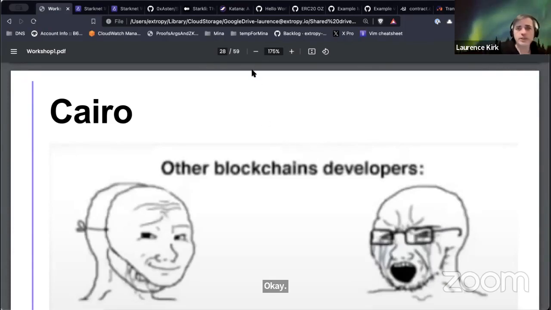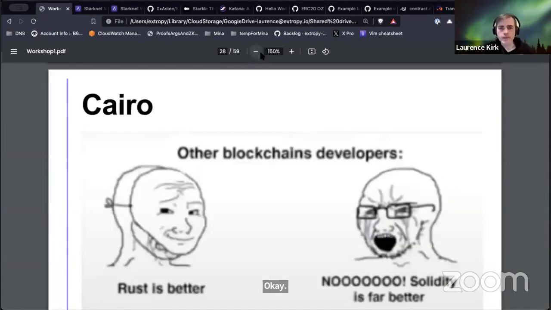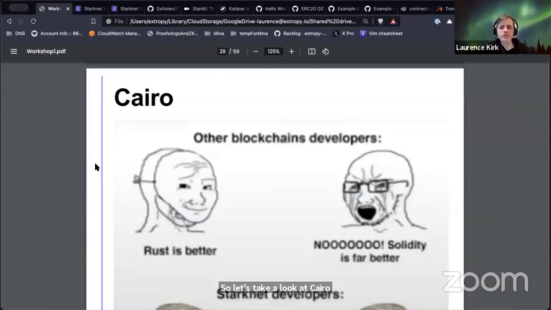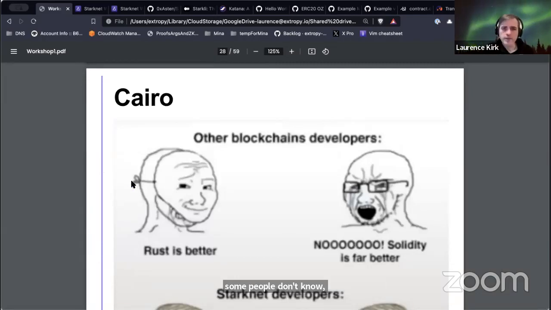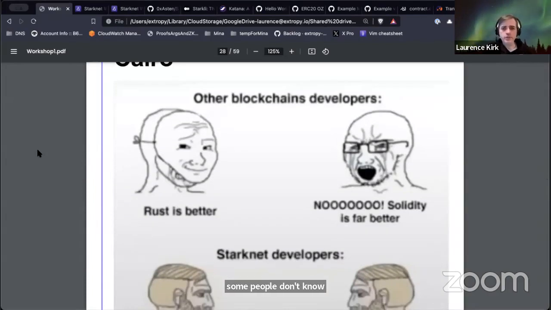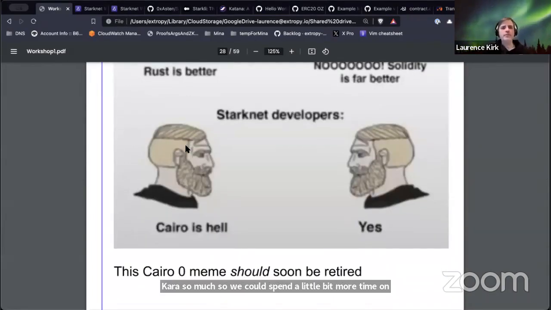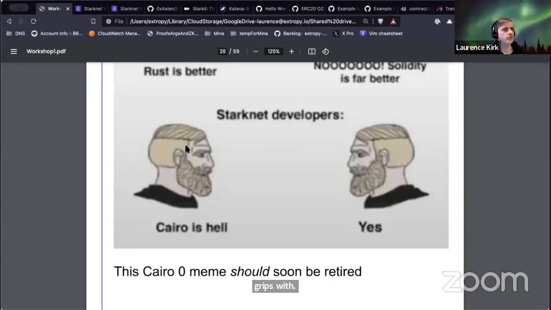So let's take a look at Cairo. I was kind of assuming that people would already know this, but I think maybe some people don't know Cairo so much, so we could spend a little bit more time on it. But anyway, this initial meme is from Cairo 0, because it was a very difficult language to get to grips with. It had a number of quirks, I suppose you could say.